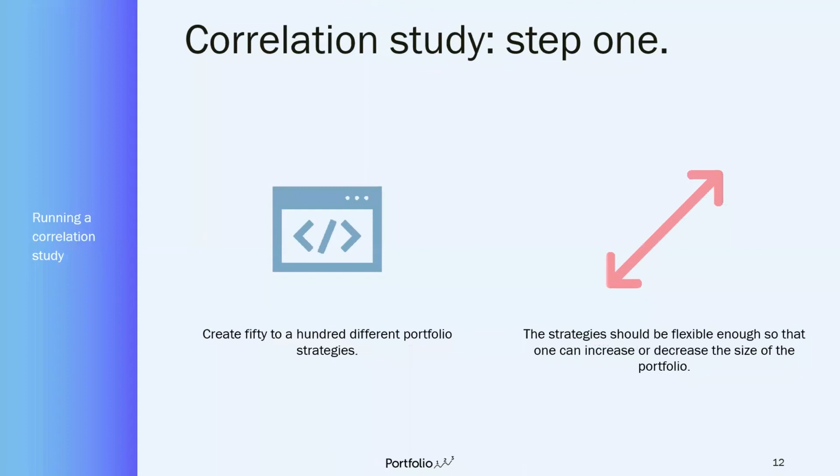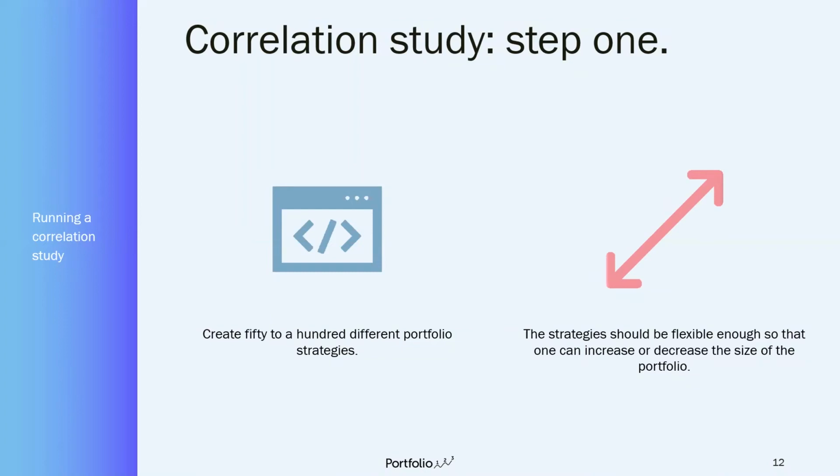Step one is to create between 50 and 100 different portfolio strategies. Now, ideally, these should not be back-tested strategies. These should be completely unback-tested. Get them from somewhere else. It's especially important that they not be optimized over any particular time period. They should not be developed by other Portfolio 123 users or by Portfolio 123 itself. For example, what I did is I created 50 strategies based on AAII stock screens.